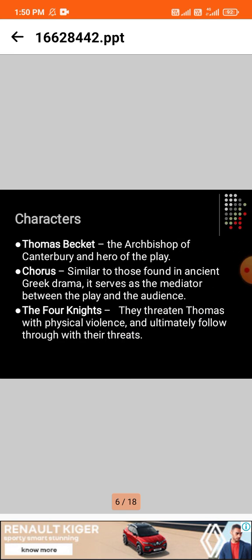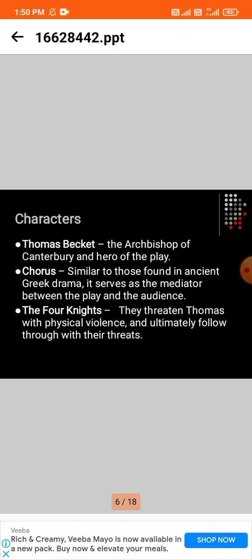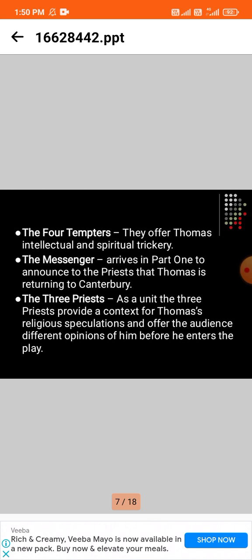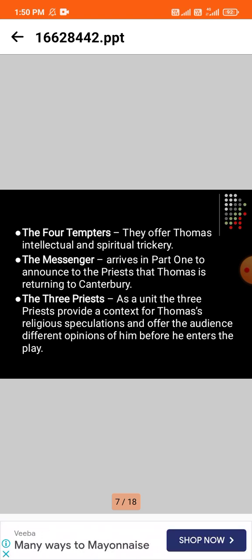Characters: Thomas Becket, the Archbishop of Canterbury and hero of the play. Second one, the chorus. Similar to those found in ancient Greek drama, it serves as the mediator between the play and the audience. The next character, the four knights. They threaten Thomas with physical violence and ultimately follow through with their threats. The next character, the four tempters. They offer Thomas intellectual and spiritual trickery.